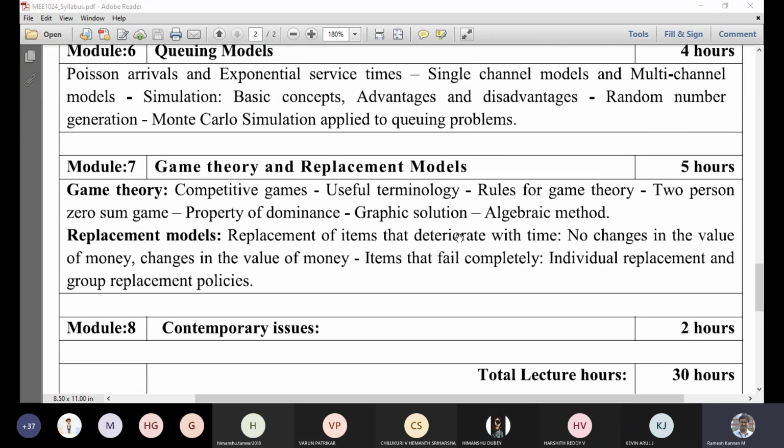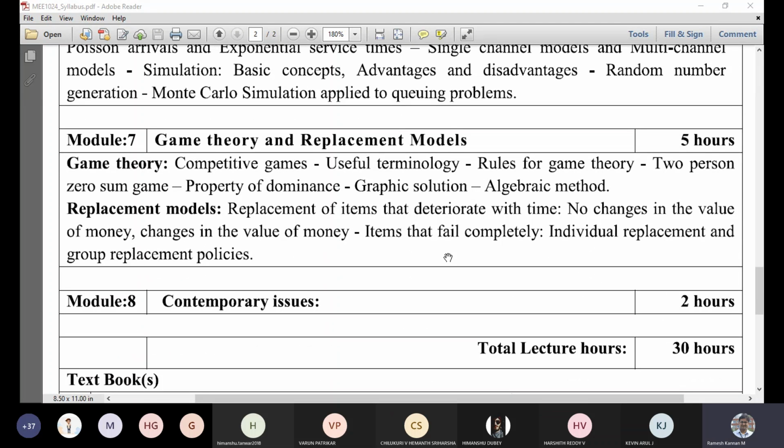Module number 7 is a very, very important thing. It's my favorite also. It's called game theory. I hope most of you have seen the movie A Beautiful Mind. It's a movie based on the life of John Nash Jr., who was a pioneer in game theory. Game theory is actually a very interesting thing. It is all about strategy. In fact, it's called strategic programming.